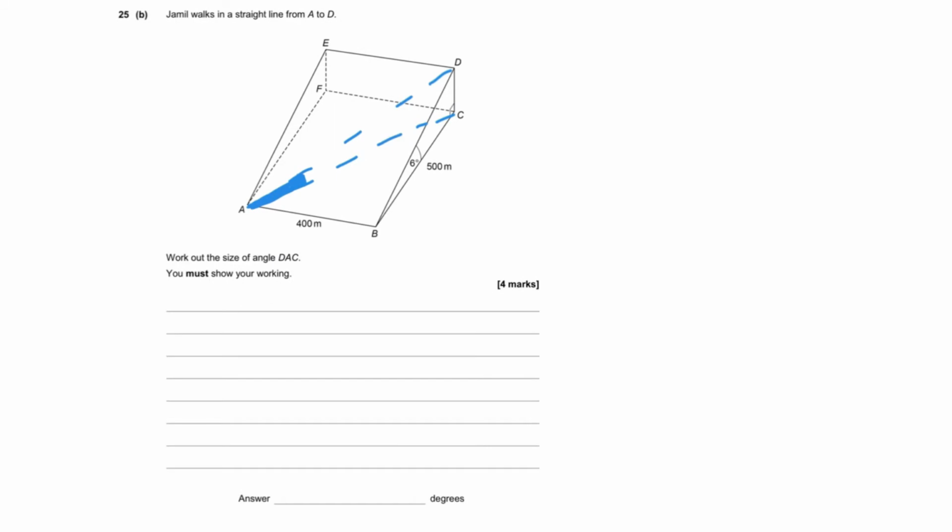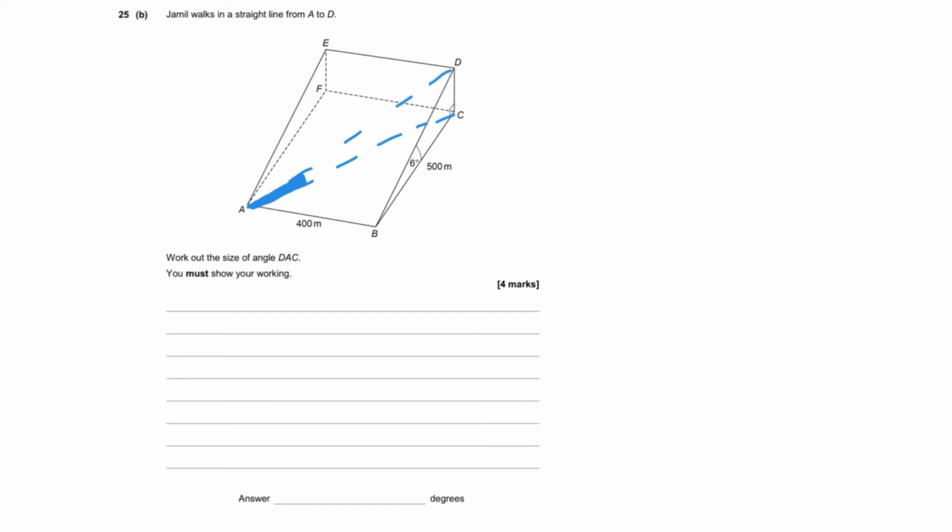Part B says Jamil walks in a straight line from A to D. Work out the size of angle DAC. You must show your working. So this is where we need to be really careful, because the angle that we're looking for isn't already drawn on the diagram, so I've drawn it on. I've drawn the line where Jamil walks from A to D, and then I've highlighted the angle that we're looking for. It's angle DAC, so A is the point and it's enclosed by the line DA and AC. You might be able to visualise the angle that you're looking for, but I find it's easier to draw it on and then you can be 100% sure.